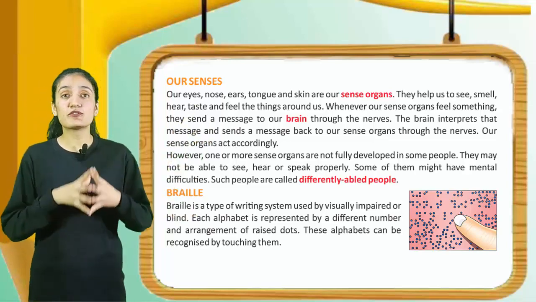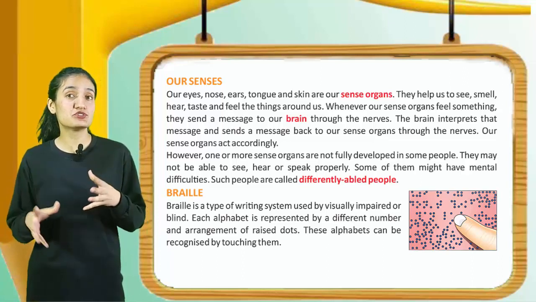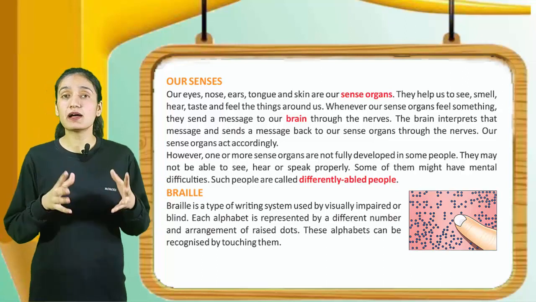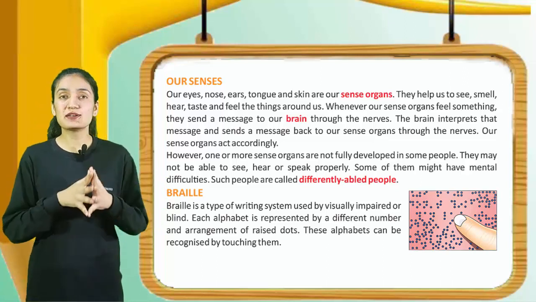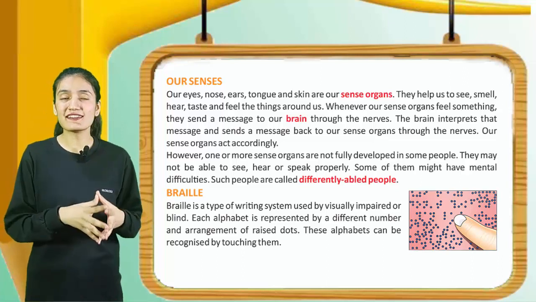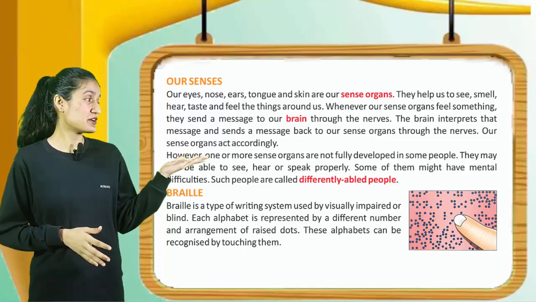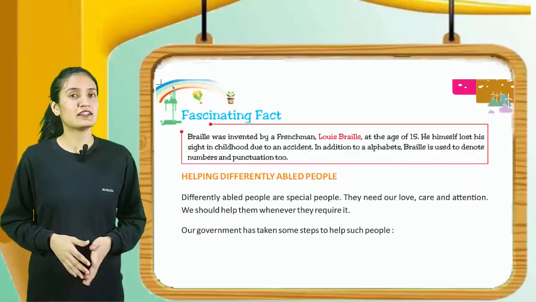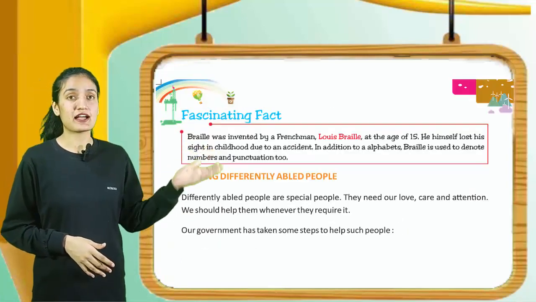Braille is a type of writing system used by the visually impaired or blind. Each alphabet is represented by different numbers and arrangements of raised dots. These alphabets can be recognized by touching them. You can see the use of Braille. Now let's see the fascinating fact.